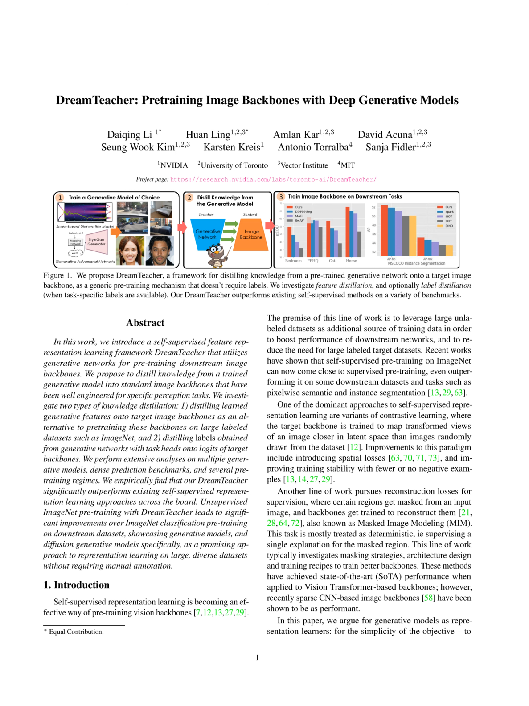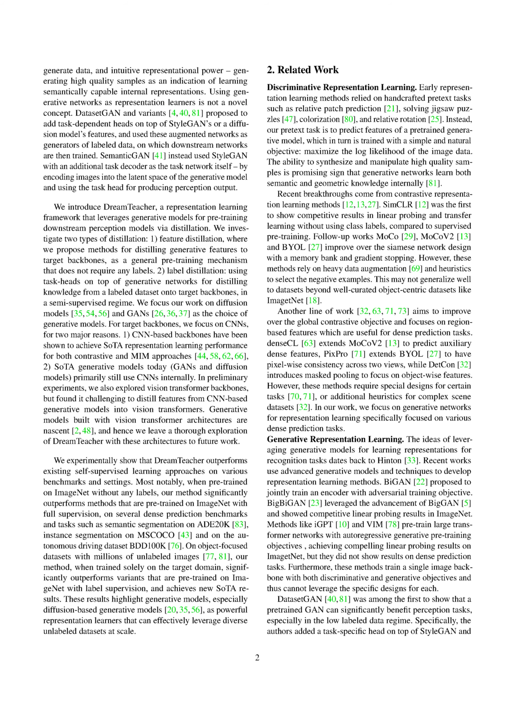In this method, certain areas of an input image are hidden, and backbones are trained to reconstruct them, a process known as masked image modeling, MIM. This task is usually treated as deterministic, meaning it supervises a single explanation for the hidden region. This approach often explores masking strategies, architecture design, and training recipes to train better backbones. These methods have achieved top-tier performance when applied to vision transformer-based backbones. However, recent studies have shown that sparse CNN-based image backbones can perform just as well.